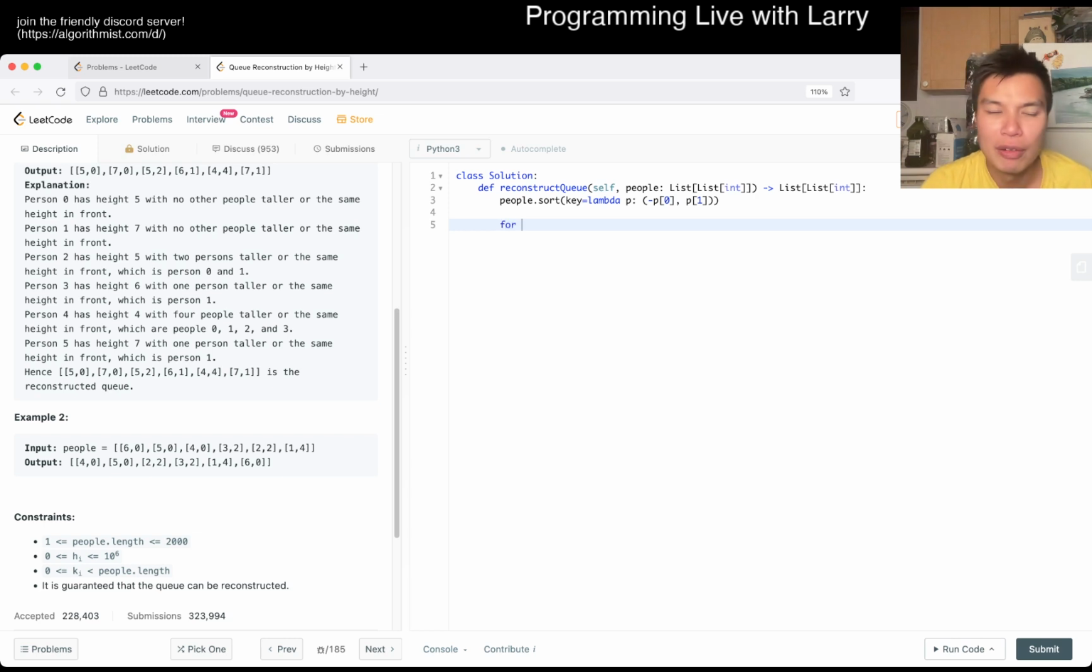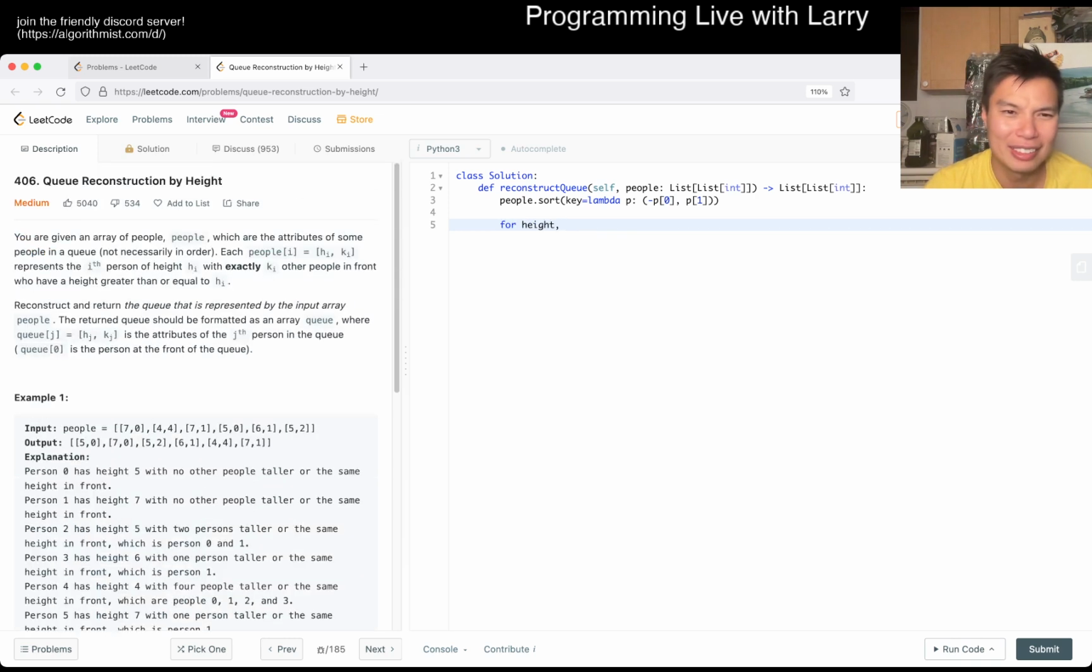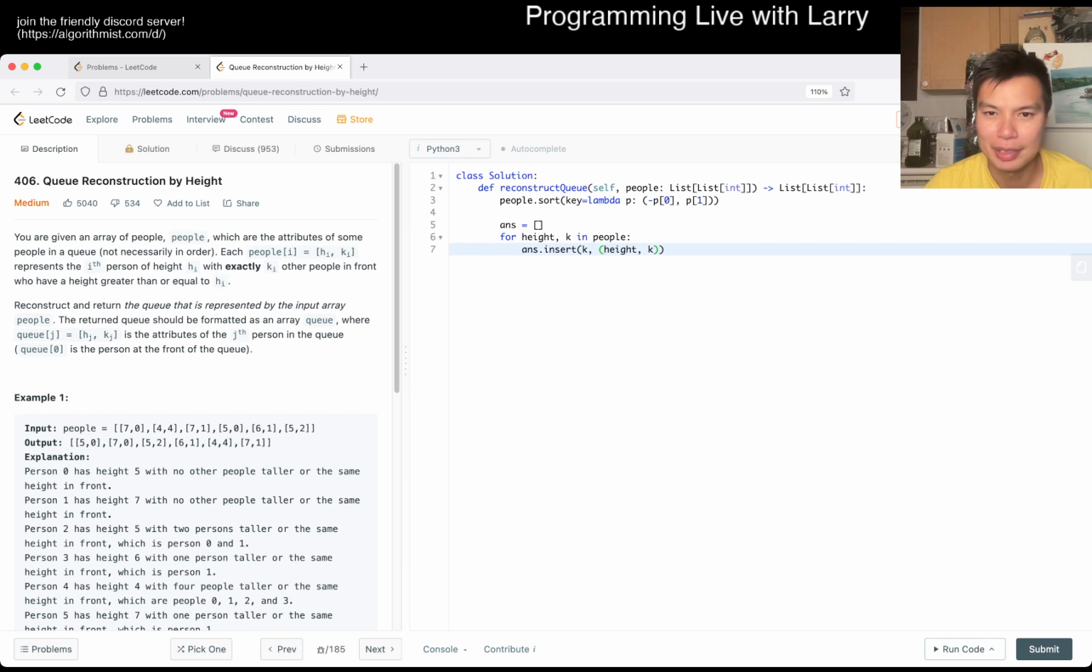But the idea is that now for height and K, let's say we have an answer array. We don't even need the height, well, we need it because we need to append it, but in theory we don't. What we need is, let me look it up, Python array insert. Is it just insert? Okay, fine. So then insert at k of height k, right? I guess technically this is a list. And that's pretty much it.